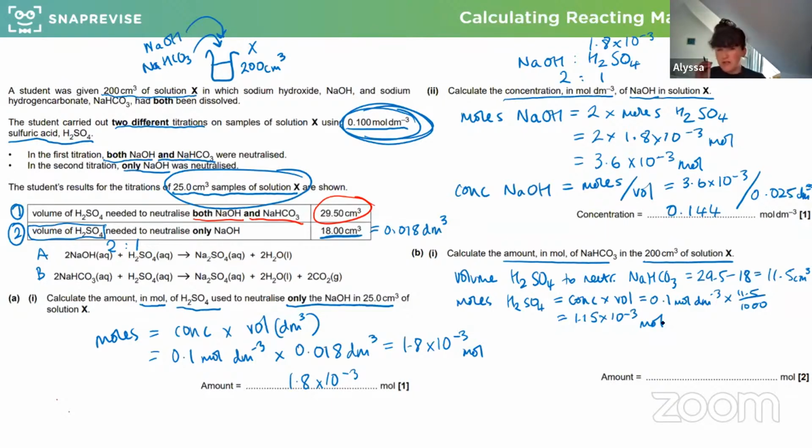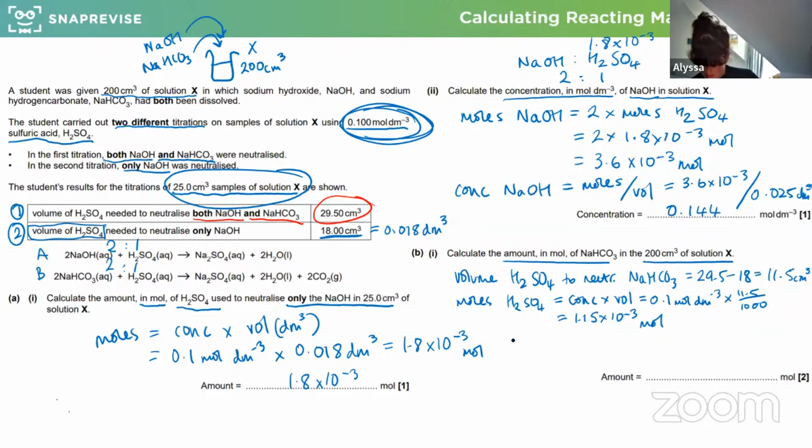So that's our sulfuric acid moles. I don't care as much about sulfuric acid moles. I'm more interested in the sodium hydrogen carbonate moles. So how do I work that out? Well, if I've got my moles of H2SO4, I can work out my moles of sodium hydrogen carbonate, because as before, it is a 2-to-1 molar ratio.